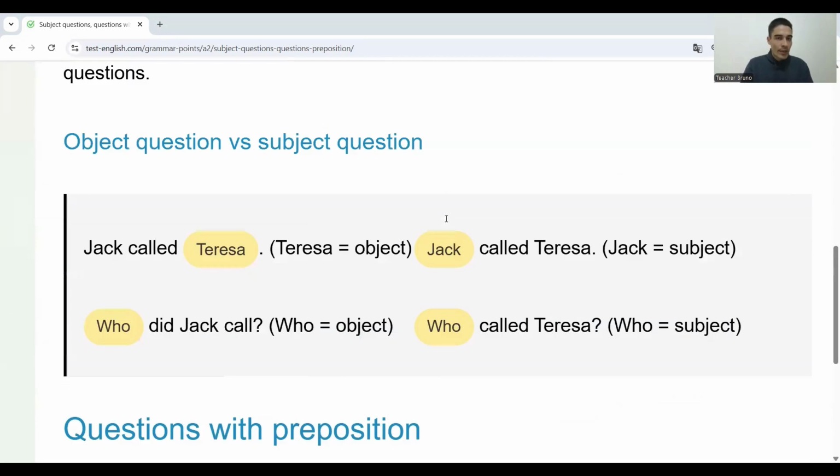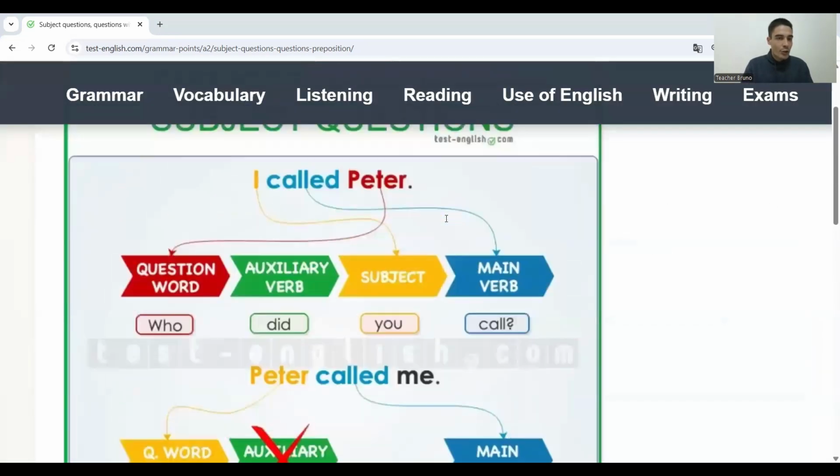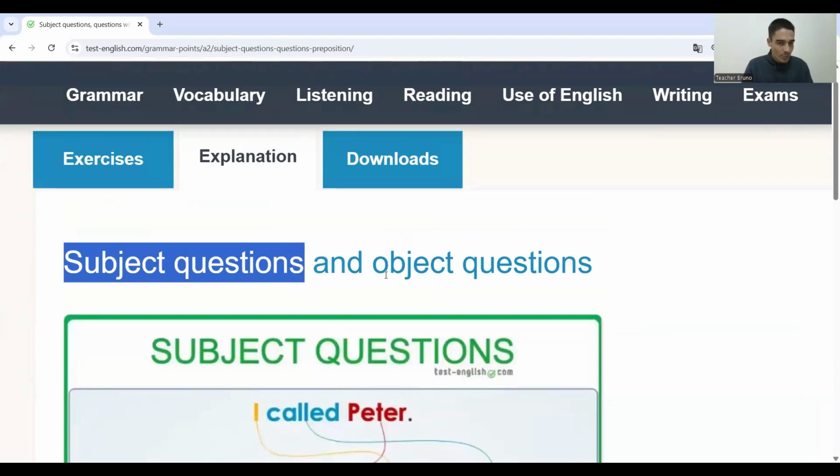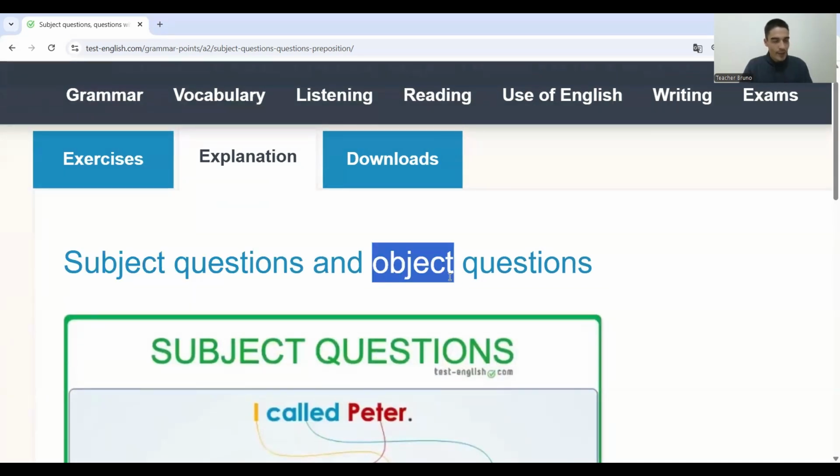So in today's class, we have reviewed these different ways of articulating sentences, questions, subject, or object. I hope you enjoyed the lesson.